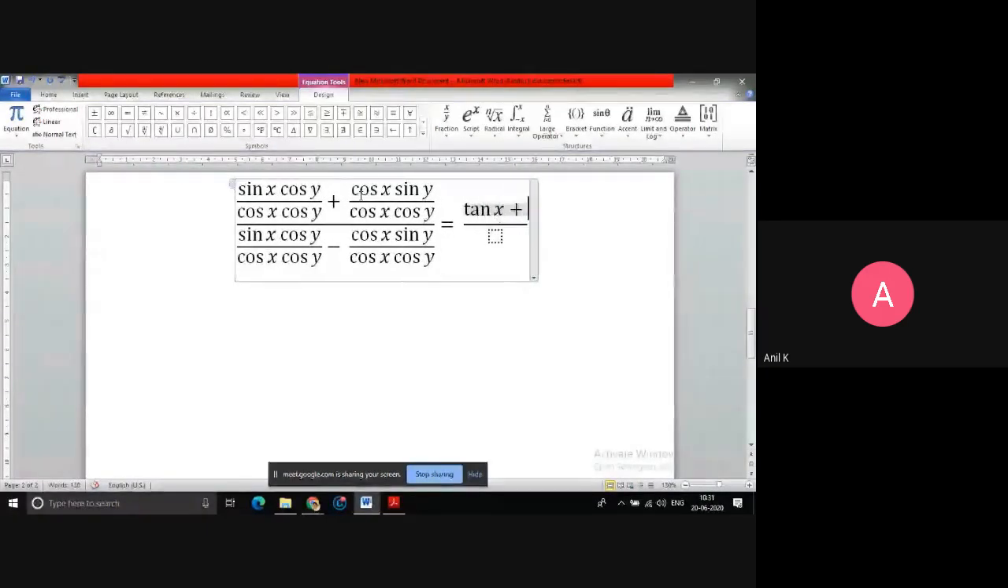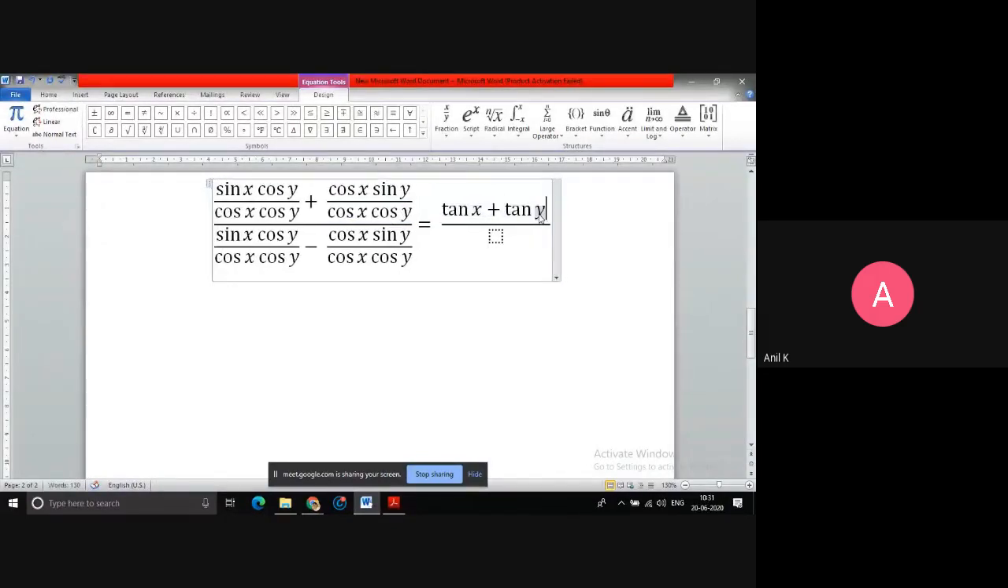Plus, look at the second fraction. What is going to get cancelled? Cos x will get cancelled. You have sin y upon cos y, which is going to be tan y. Now come to the denominator fraction.